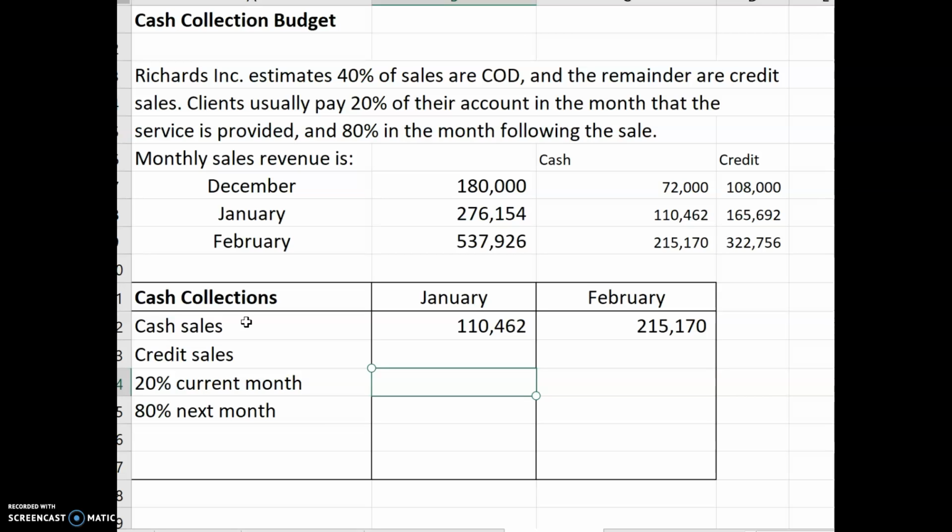So in January, we will be collecting 20% of the January's sales. $22,092. Actually, that's not the right number. I took 20% of the cash sales. It should be 20% of the credit sales of January is being received this month. And then we'll receive 80% in the next month. So in January, we'll be receiving 80%. Actually, this should say the previous month.